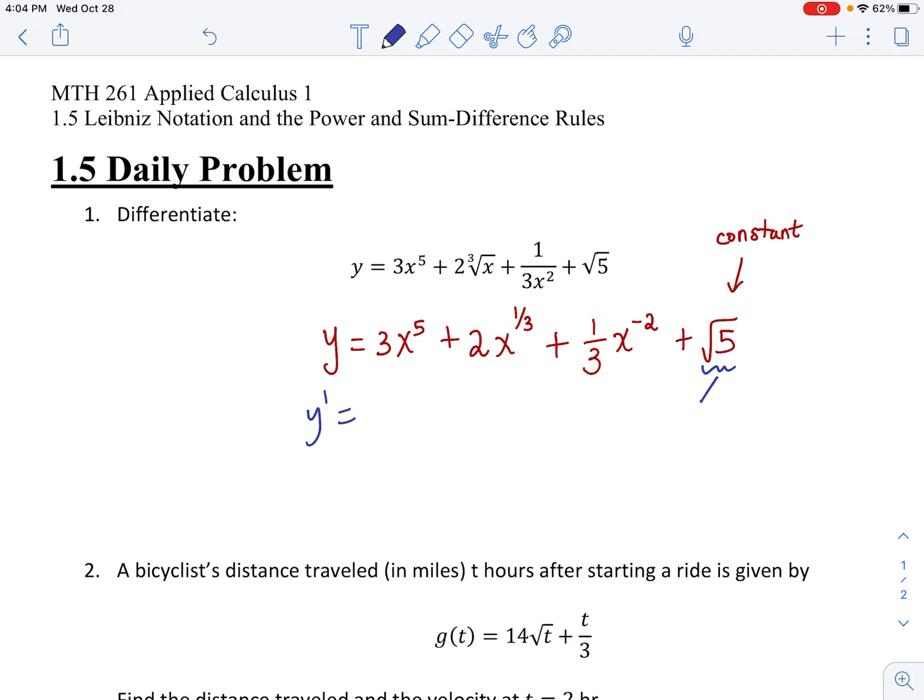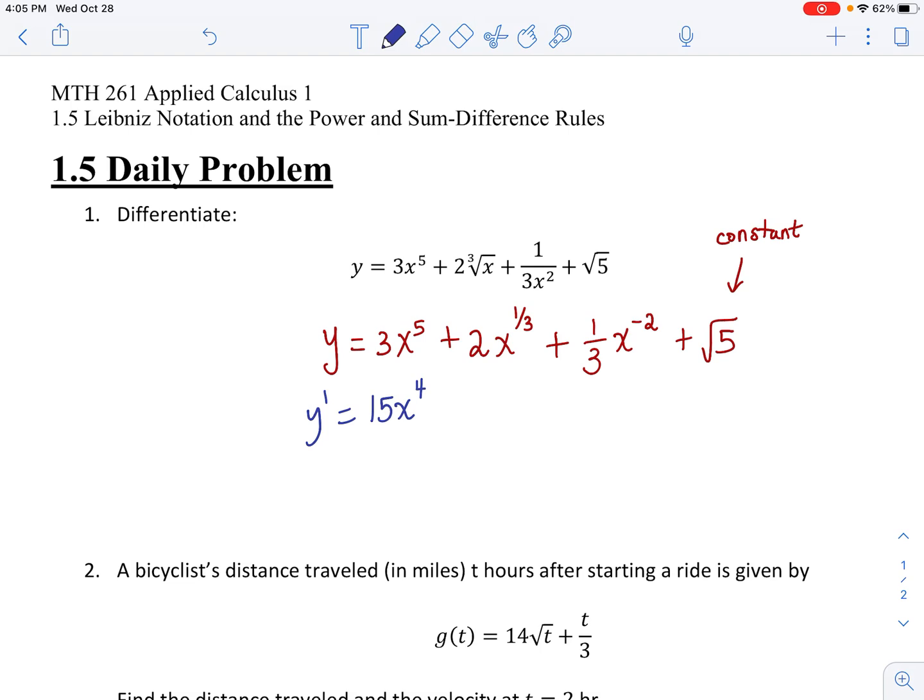But anyways, let me do it one step at a time, okay? So first one, 3x to the 5th power. Remember the power rule: multiply that power or exponent by the coefficient of 3. So I will get 3 times 5, 15, x to the 4th power. Go down by 1. The original exponent was 5, so go down 1. Always subtract 1 from the original. So 5 goes to 4, okay?